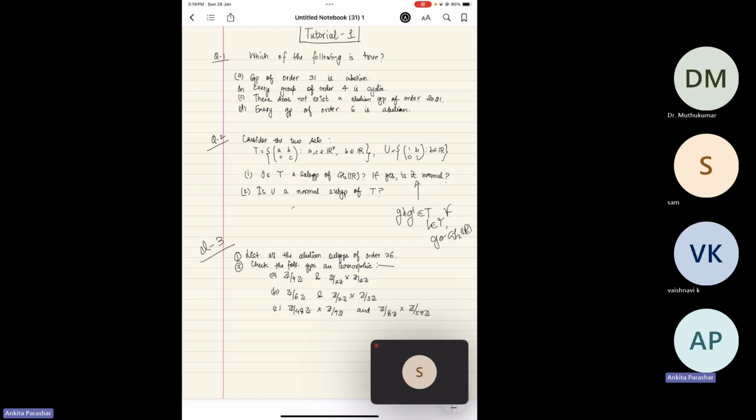Can you try with this matrix 0, 1, 1, 0? This is an invertible matrix, right? So what is G times any element of upper triangular times G inverse? You can see its inverse is the same matrix. So can you see what is the product of this?